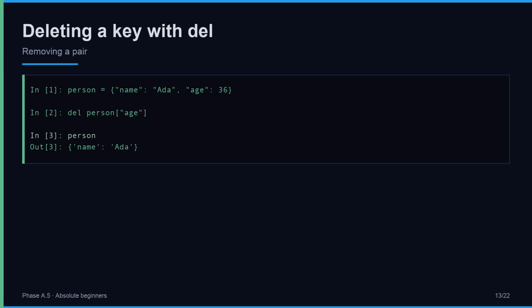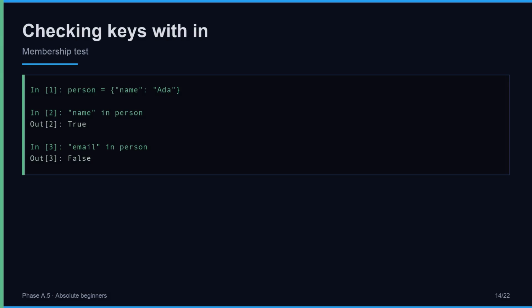To remove a key value pair, you use the del statement, short for delete. del person["age"] removes the age key and its value from the dict. After that, person only has name. The pair is gone completely, not just hidden, deleted. If you try to delete a key that is not there, Python raises KeyError. So always be sure the key exists before you delete it. Remove cleanly.